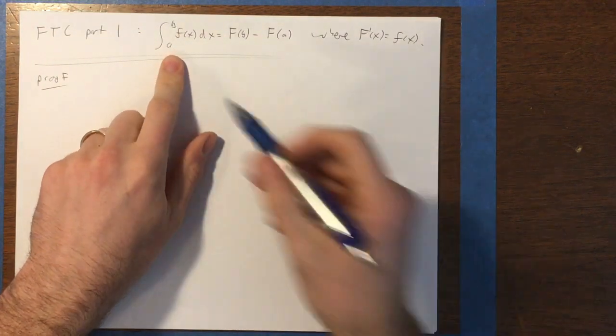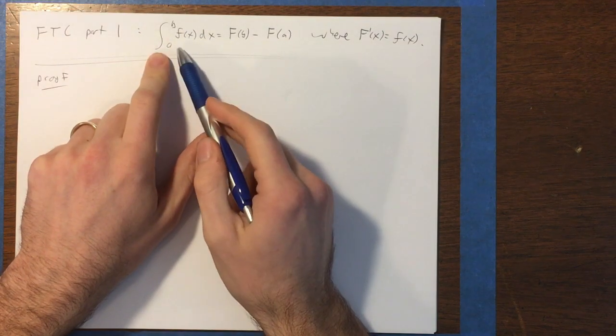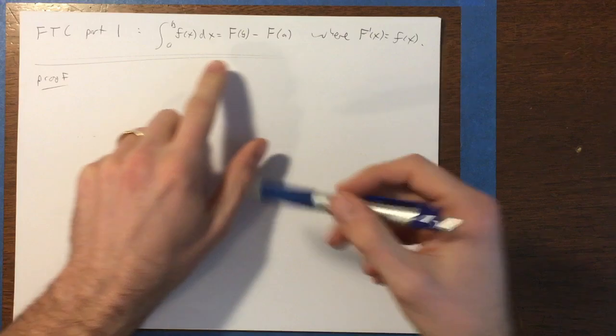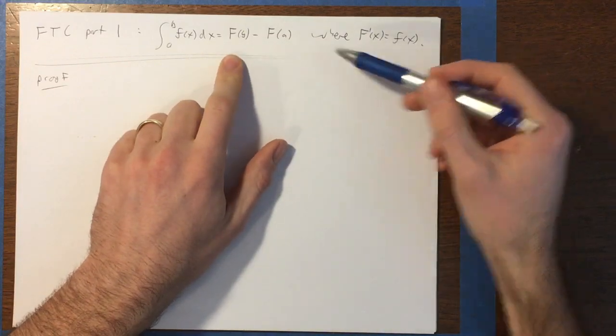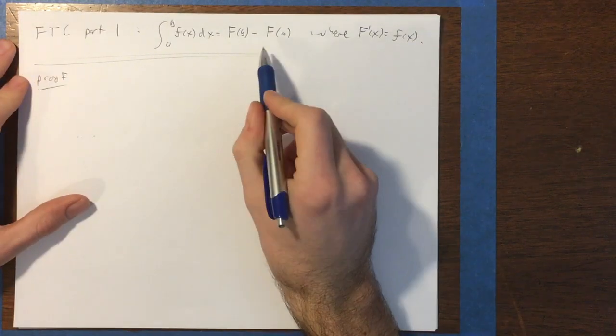This idea that integrating a function lowercase f from a to b can be achieved by just taking the antiderivative capital F and evaluating it at the end and at the beginning and doing a subtraction. So that's what we're trying to prove.